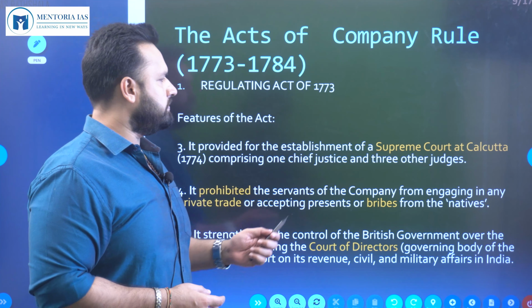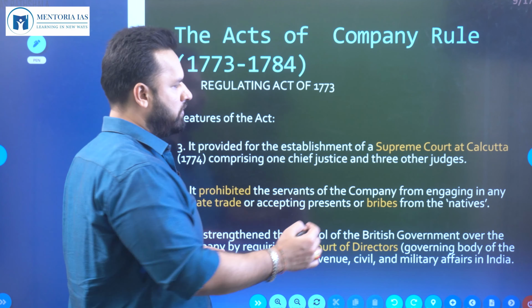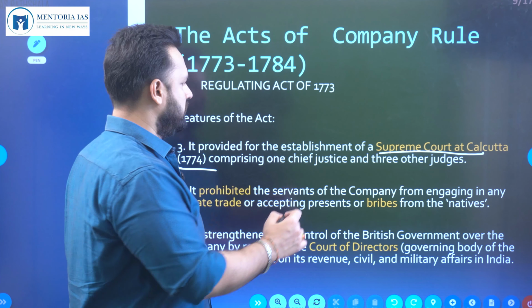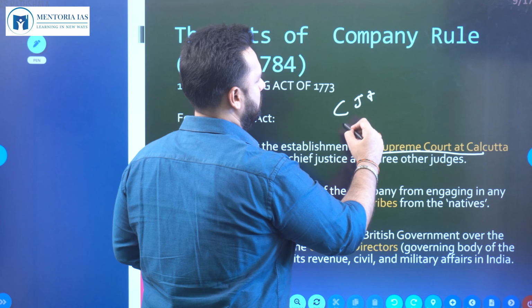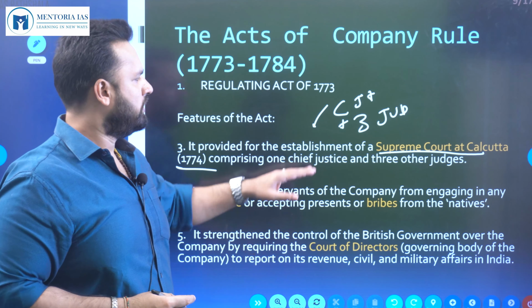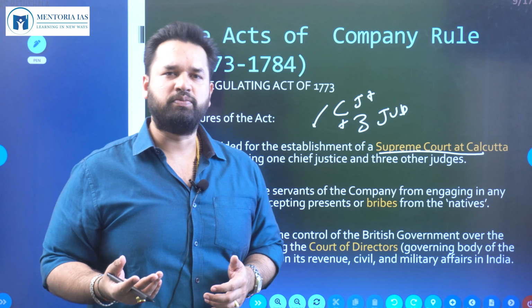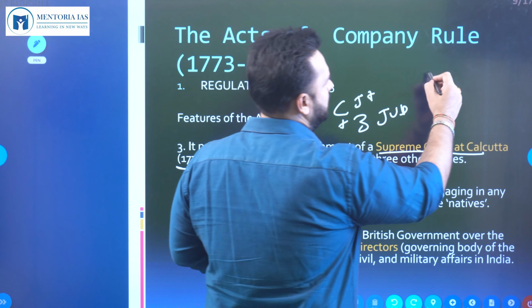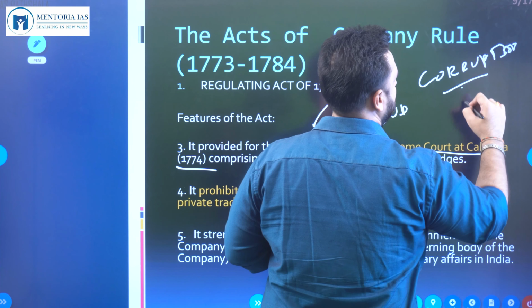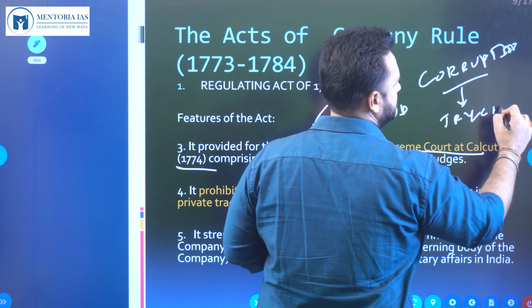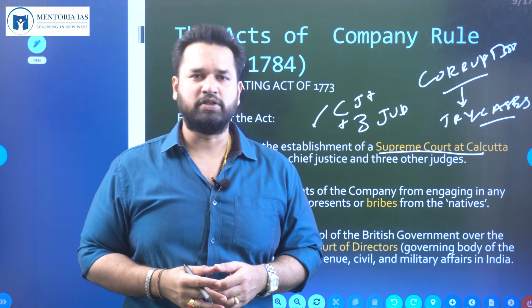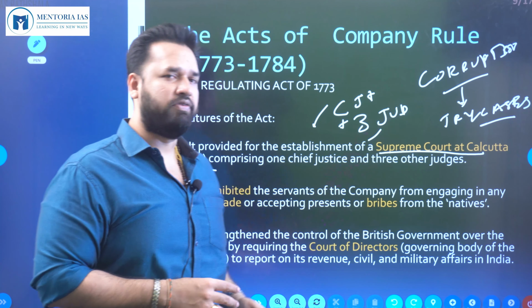Okay, the next feature is it provided for the establishment of the Supreme Court in 1774 with 1 CJI plus 3 judges. So a total of 4 members. So Supreme Court was started. Why was there a need for the Supreme Court? As I said, corruption increased. To try cases. So corruption has increased. To control the members of the company, they started the Supreme Court in 1774.